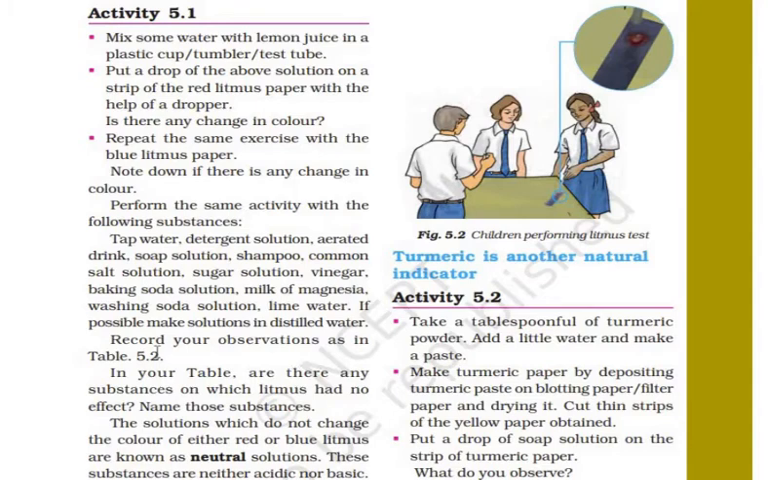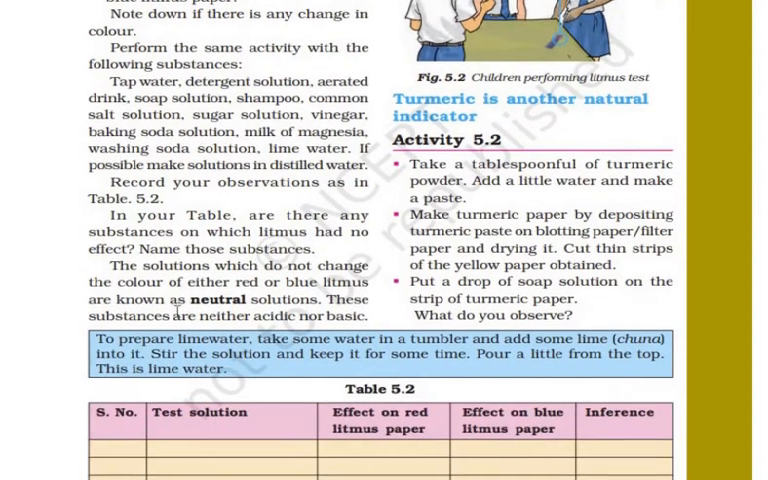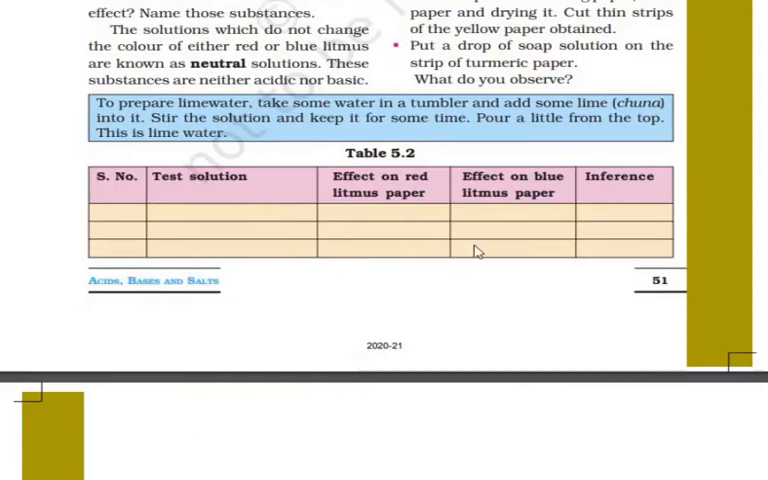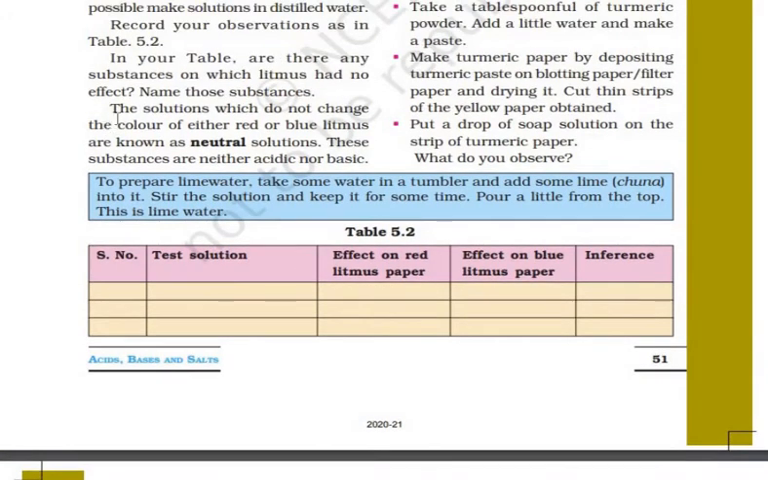Record your observation as in table 5.2. So it is asking to check the acidic and basic nature of the substances, or the change in the color of the litmus paper. The solutions which do not change the color of either red or blue litmus are known as neutral solutions. Those substances don't have any effect on litmus paper. The litmus paper color doesn't get changed. So those substances are neutral substances or neutral solutions.